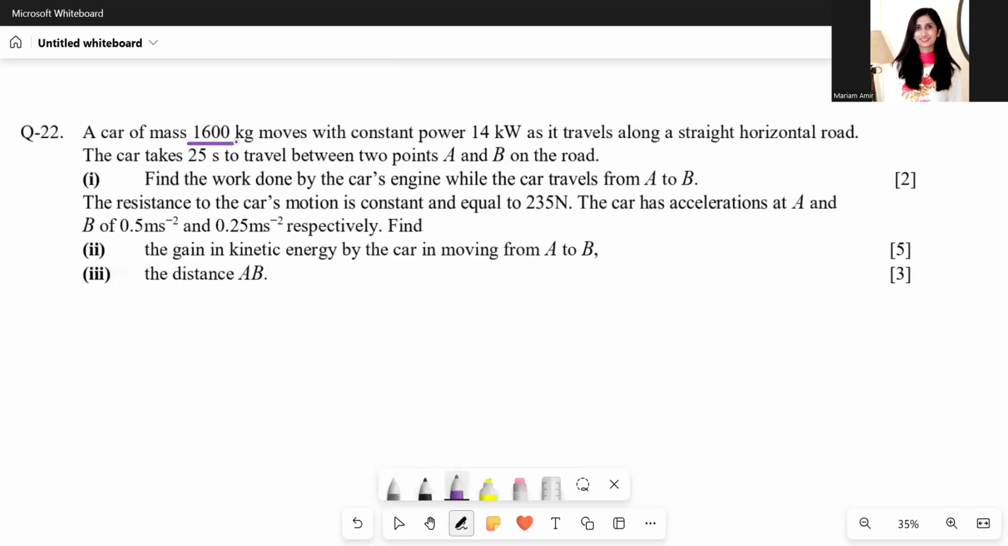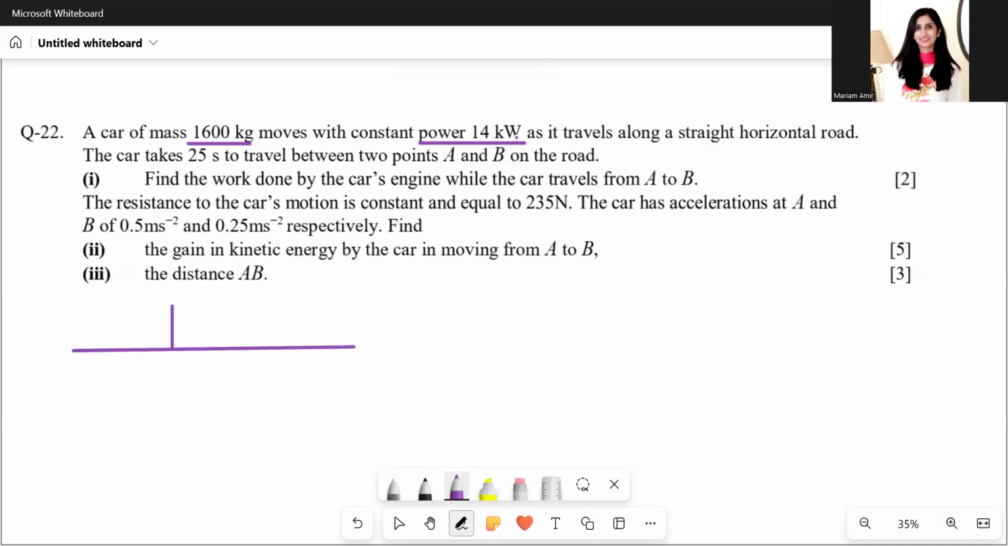A car of mass 1600 kg moves with a constant power of 14,000 kilowatts as it travels along a straight horizontal road. Okay, let's make this. So it's moving in this direction. Then this would be the driving force, and driving force is power upon speed. So it's going to be 14,000 upon V.